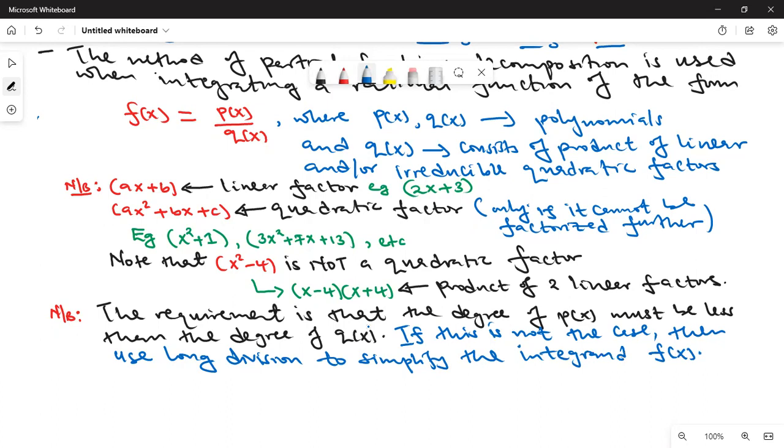When I say this is not the case, it means that the degree of the polynomial in the numerator is equal to or greater than that in the denominator. Before even you decompose your function, first of all, use long division so that you can simplify that function. So I hope that is taken home. That's very important. You must take note of that.